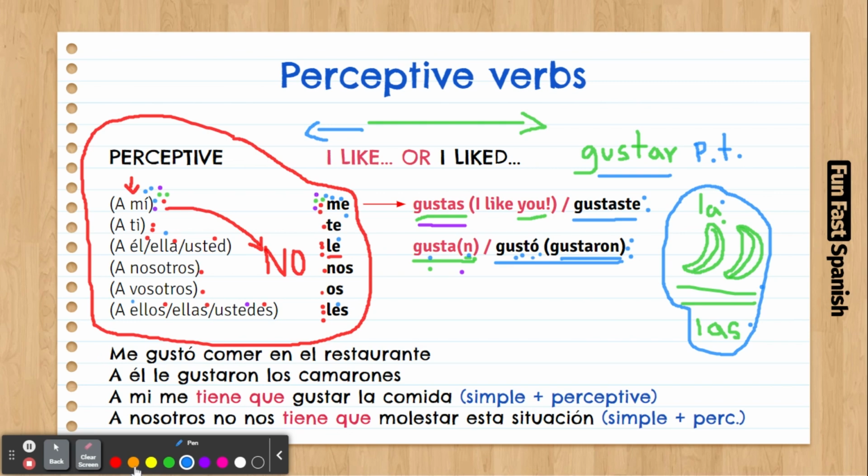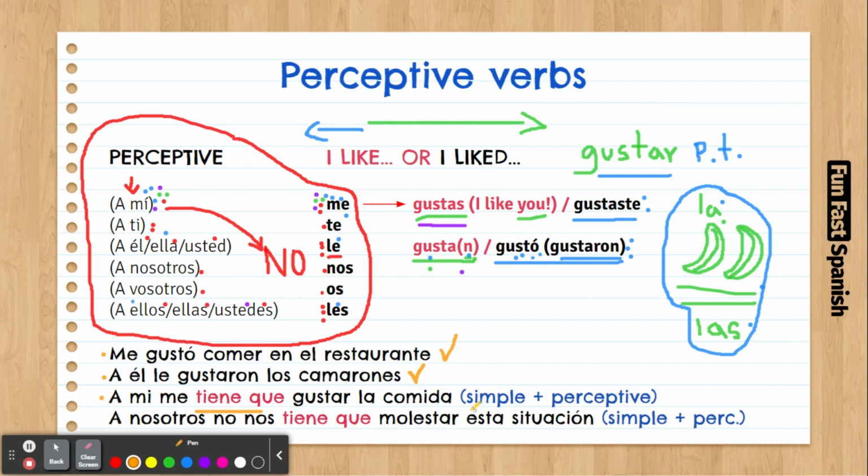Let's have a look at some examples. Me gustó comer en el restaurante. So, I liked eating at the restaurant. Nice sentence. A él le gustaron los camarones. He loved the prawns. Awesome. Now let's put two verbs here. A mí me tiene que gustar la comida. I have to like the food. Well, that's kind of crazy.